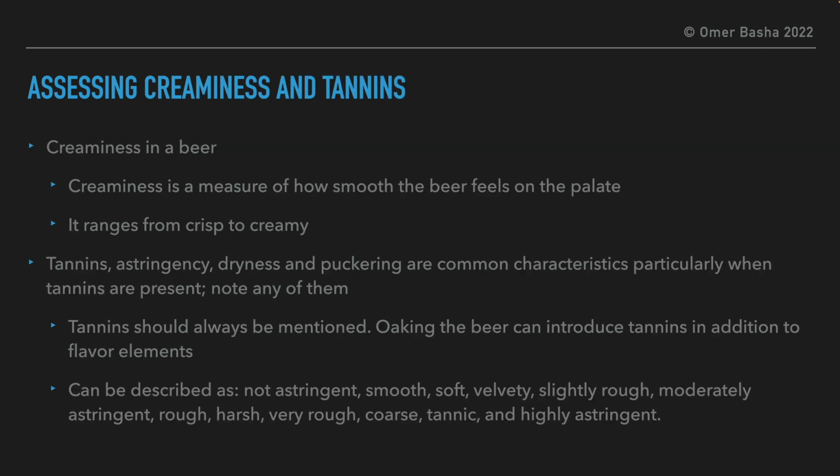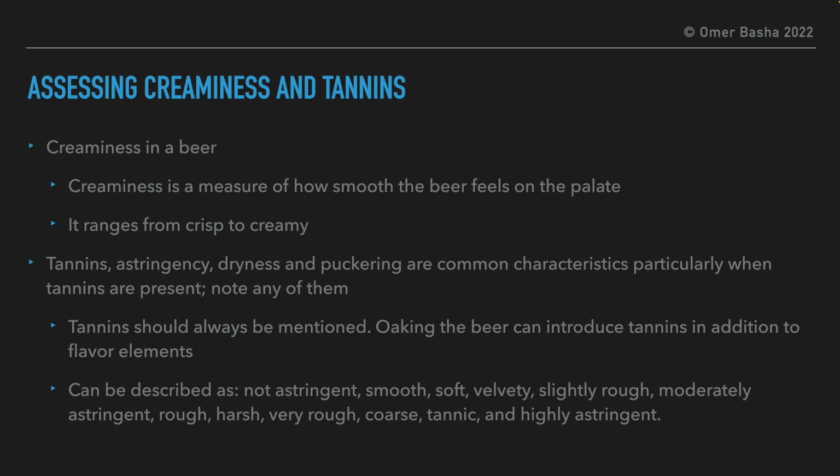After the alcohol, we should evaluate the palate sensation of creaminess. Creaminess in the beer is a measure of how smooth the beer feels on the palate. Creaminess ranges between creamy as expected in oatmeal stouts to crisp as expected in German pils. Tannins, astringency, dryness, and puckering of the palate are common descriptions when tannins are present.